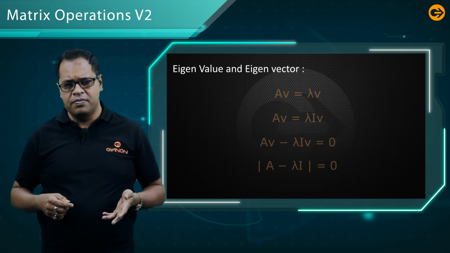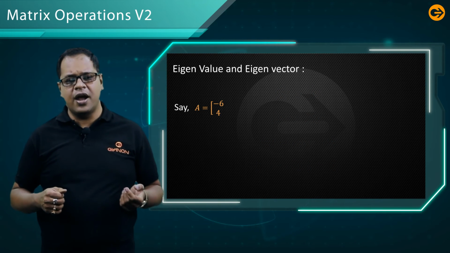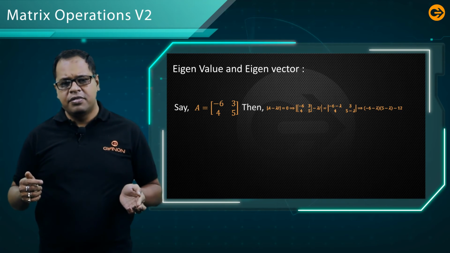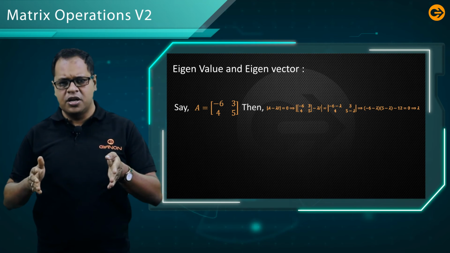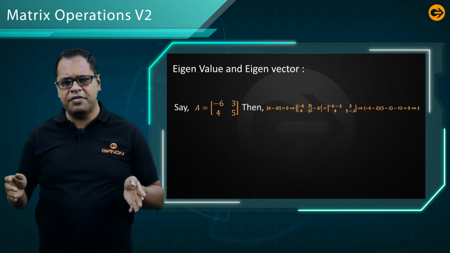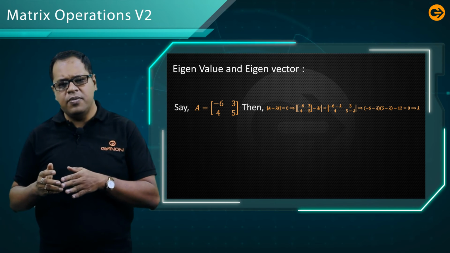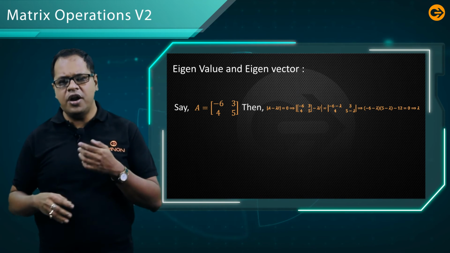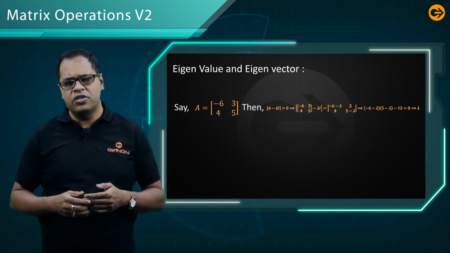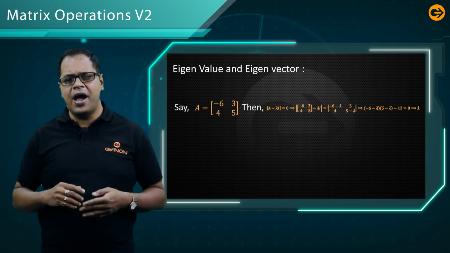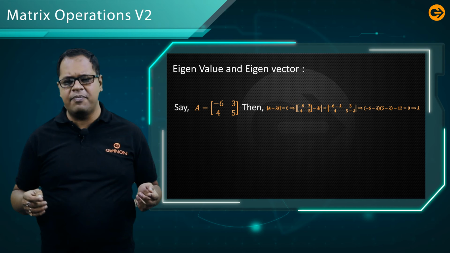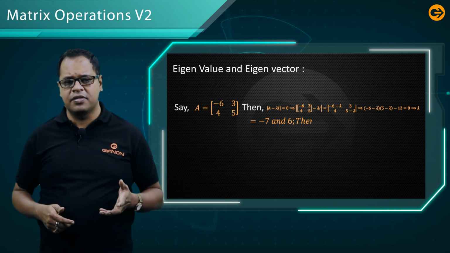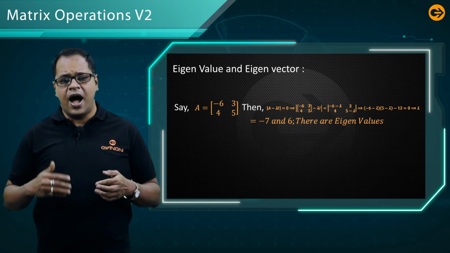Now let us take one example. Say capital A is equal to minus 6, 3, 4, 5. Then A minus lambda I will be the determinant of minus 6, 3, 4, 5 minus lambda I. If you solve this, it will be the determinant of minus 6 minus lambda, 3, 4, 5 minus lambda. You are already aware how to solve a determinant. So the result will be minus 6 minus lambda into 5 minus lambda minus 12 is equal to 0. The lambda value will be minus 7 and 6. So these are the eigenvalues.